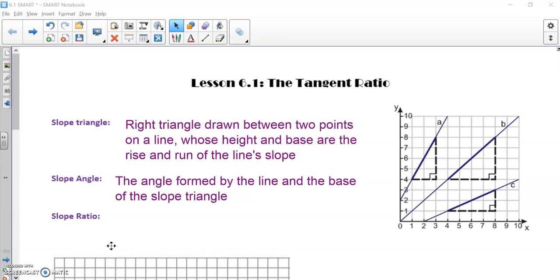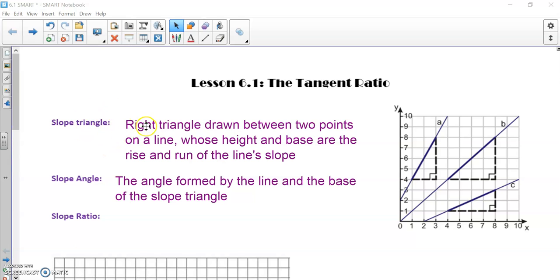We are going to talk about some new right triangle stuff, and the first thing we're going to talk about with regards to that is the tangent ratio. Before I introduce the tangent ratio itself, I want to talk about where it comes from so that you understand it a little bit better. We're going to do that in terms of slope triangles.